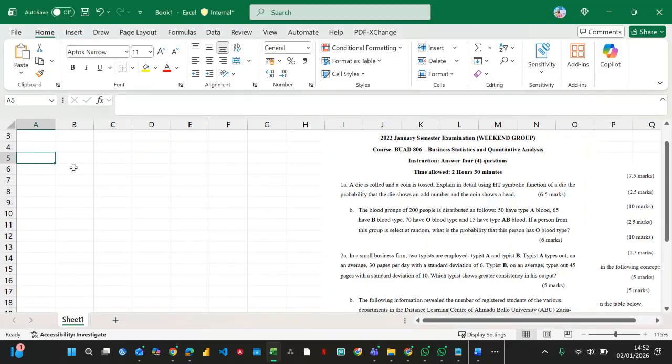Let's do the answering of the question that they asked. Let's look at the outcome. First of all, we have the first question they asked us here: the probability, the HT symbolic function.